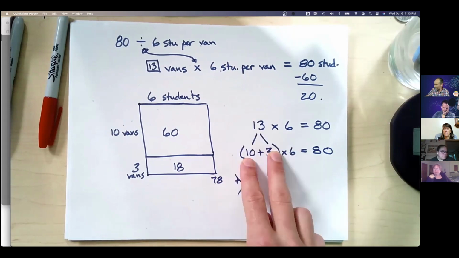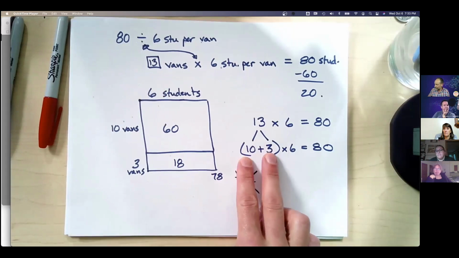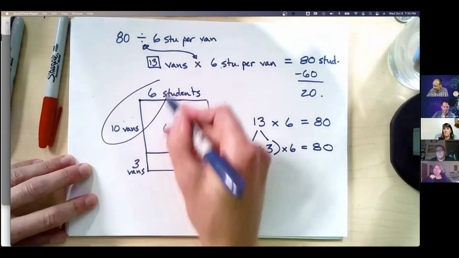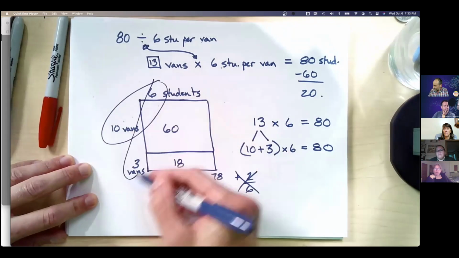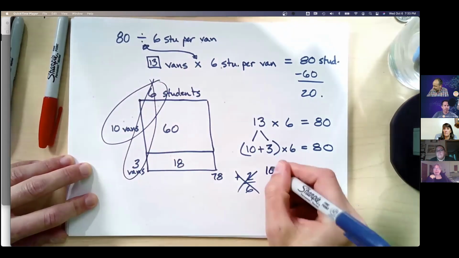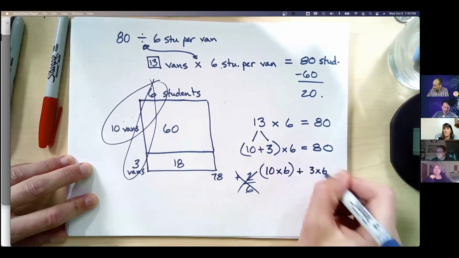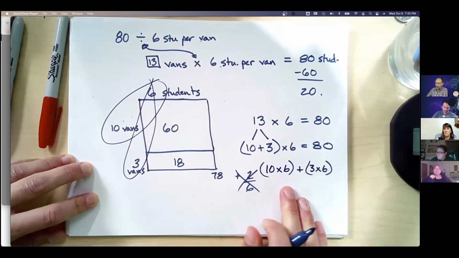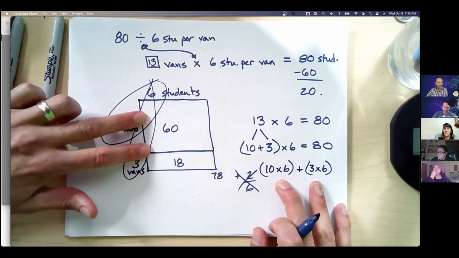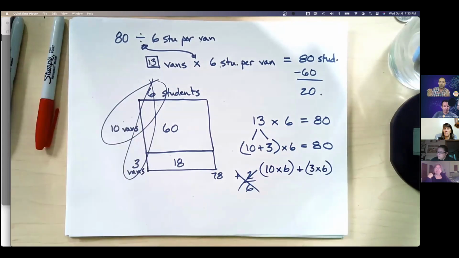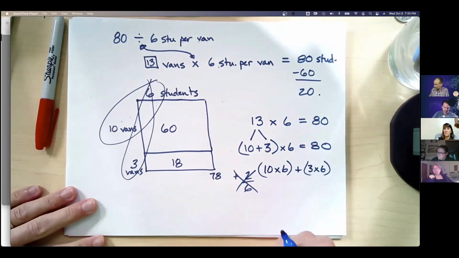And then it's almost like the rule comes to life, because you can see 10 times 6 and 3 times 6. I can see this 10 times 6 plus this 3 times 6. And right there, you have just utilized the distributive property. When we make this area model, we are leveraging partial products and the use of the distributive property, whether we realize it or not.